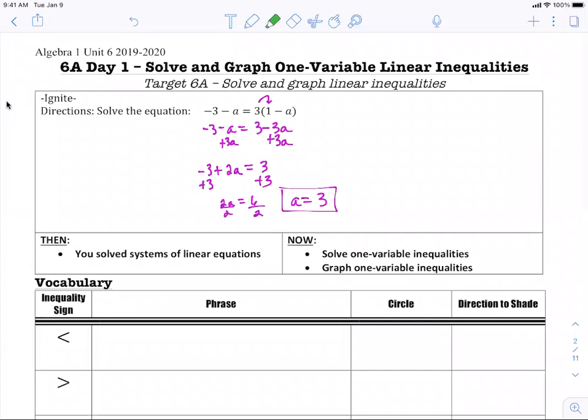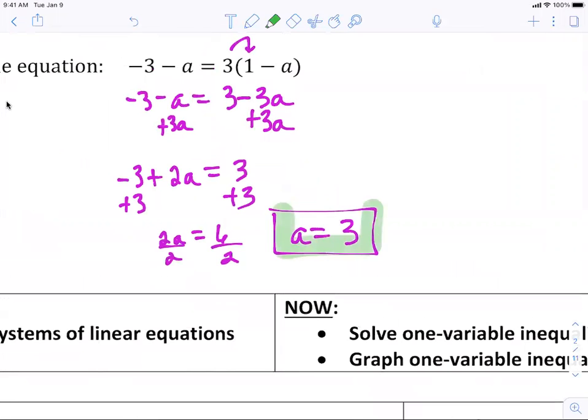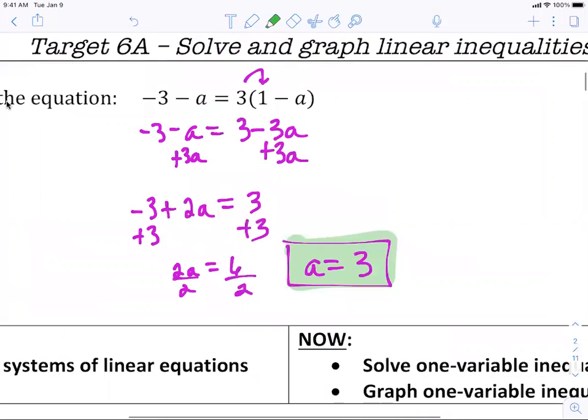All right, your final answer, you should have gotten a equals 3. The first step should have been to distribute the number out in front. Once you do that, it's just a matter of combining all your variable terms on one side of the equal sign and your constant terms on the other. So I moved all my variable terms over to the left, and all my constant terms over to the right, which leaves you with 2a equals 6. And your last step was to divide by 2 on both sides.